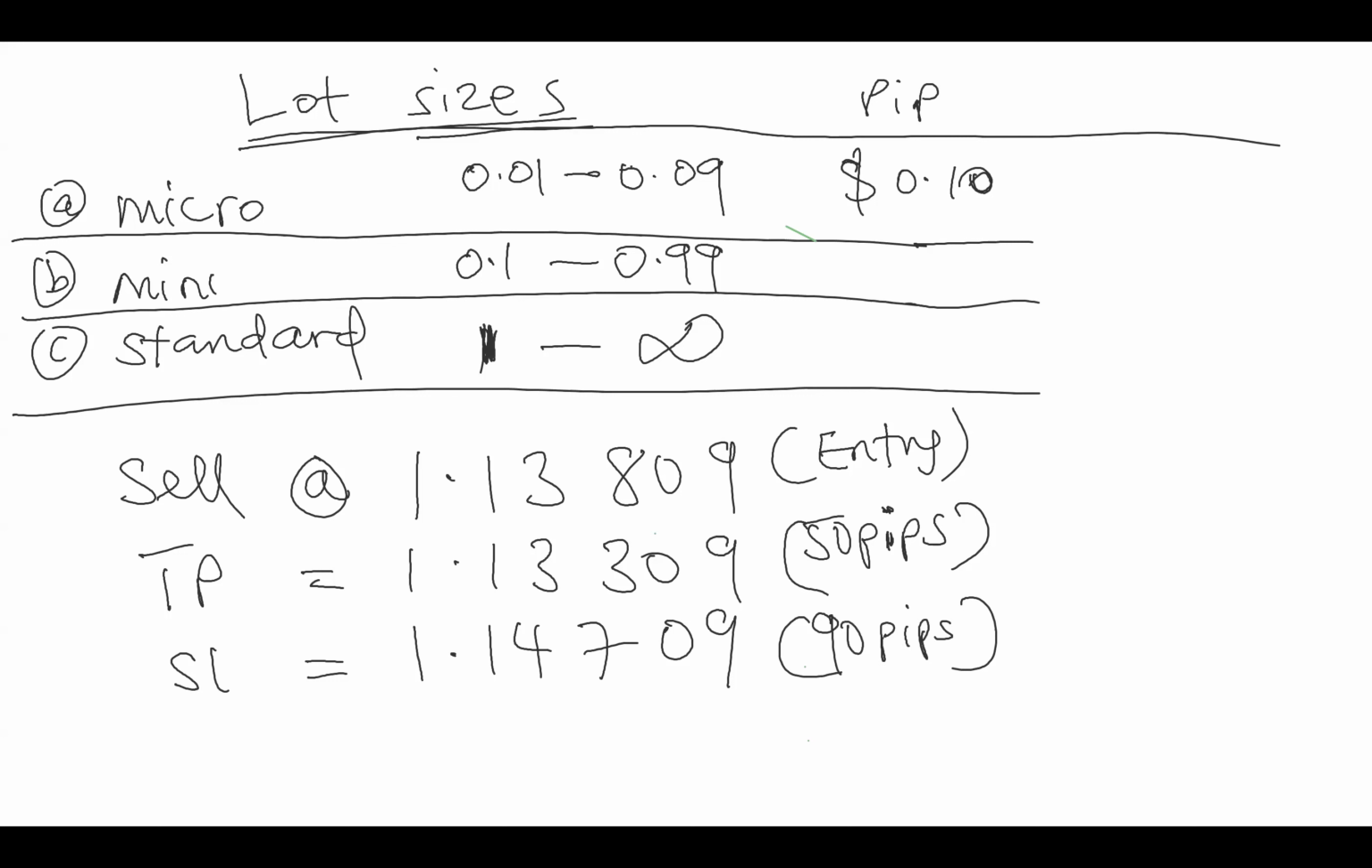Now, from the example we understood, if this hits take profit, how much are we going to make? You can see that the TP is a 50 pips take profit. So how much do you think you'll be making on that? If you're using a micro lot size, you're going to be making $5.